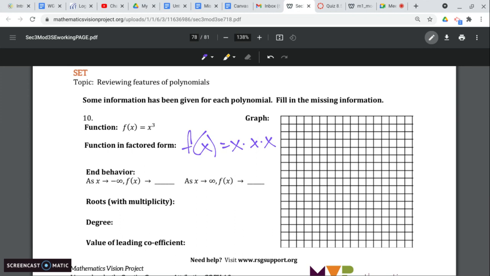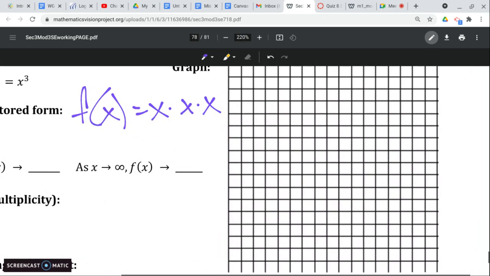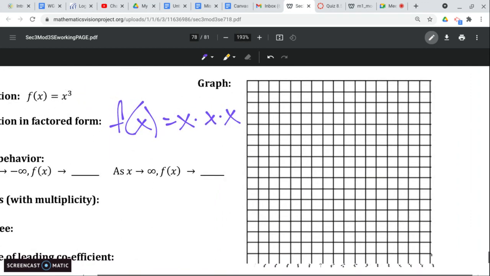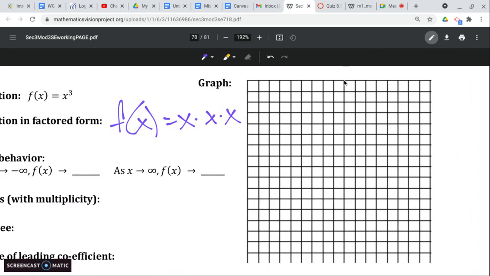So let me get the axes on here. Oops, too big. Okay, so let's make this our y-axis. Kinda, sorta. Alright, so we have our y-axis and we have our x-axis.